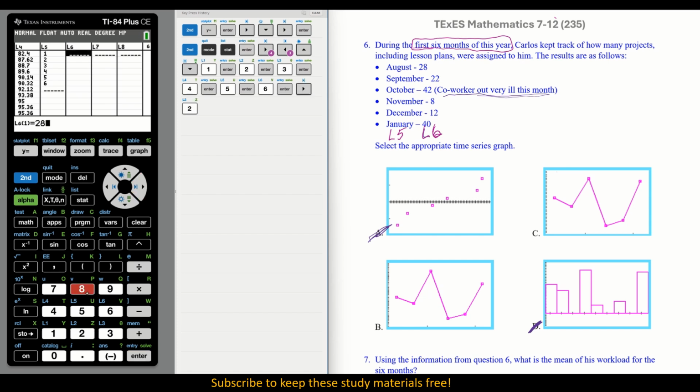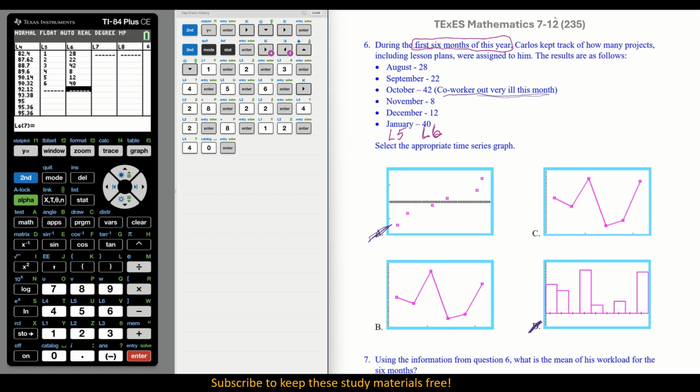And we need to put in 28 in the first one. The second one is 22. And then the next one, October, is 42. Then November was 8. And then 12. And the last one is 40. Okay. Now, we can go back to the scatter plot.